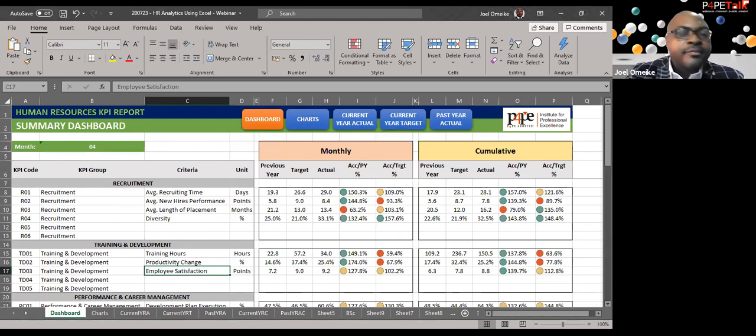Okay, beautiful. So this is an example of a human resource KPI dashboard that has been set up for a particular organization, and it is done completely in Excel. The dashboard is completely done in Excel.